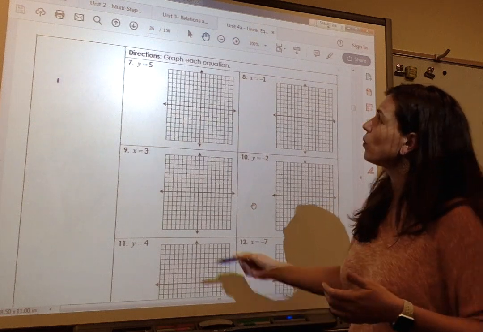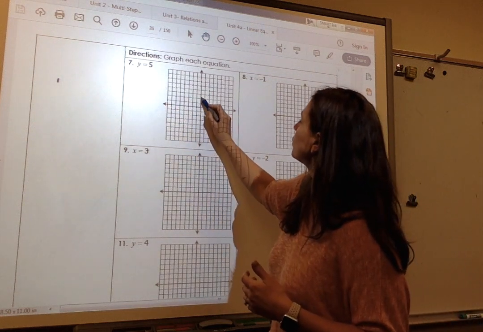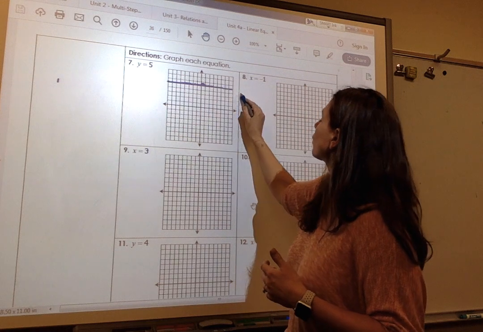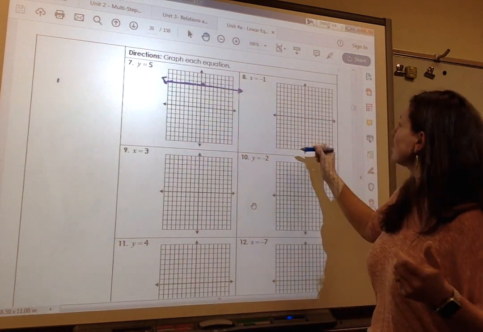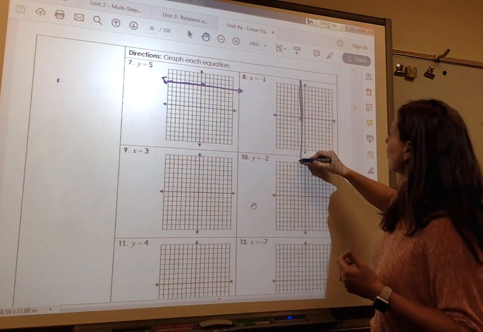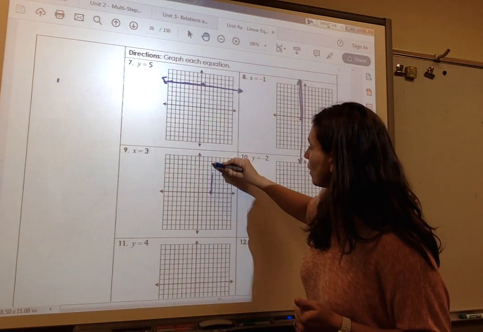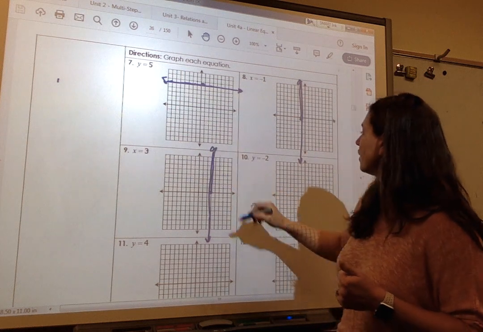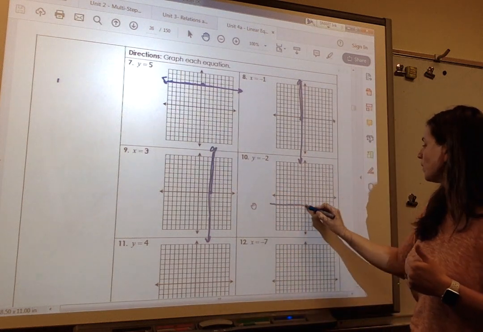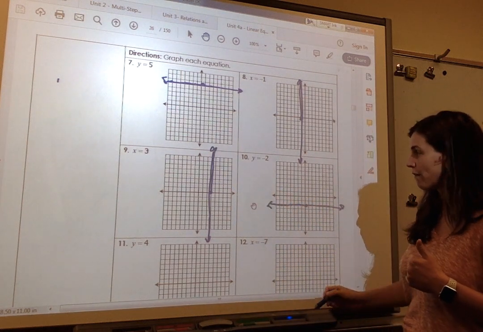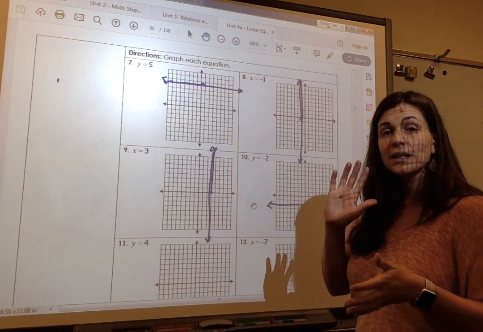When it says graph each equation, y equals 5. So I'm going to go up 1, 2, 3, 4, 5, and it's zooming straight across, arrows on both ends. X equals -1. That's an up and down. He's undefined, not a good situation. X equals 3, so you locate 3 on your x-axis and graph it. Y equals -2. My beginning point is -2, 0 slope, and you graph it. So that's the difference between x equals and y equals.